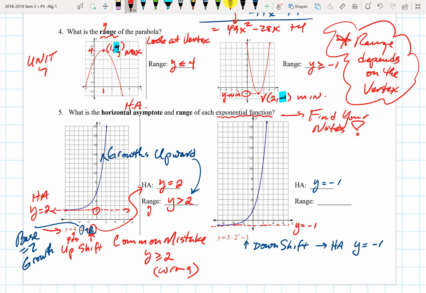-1. That's my donkey, by the way, in the background.